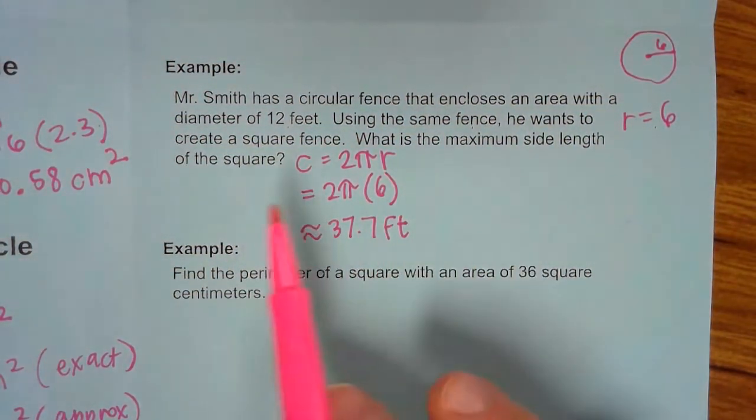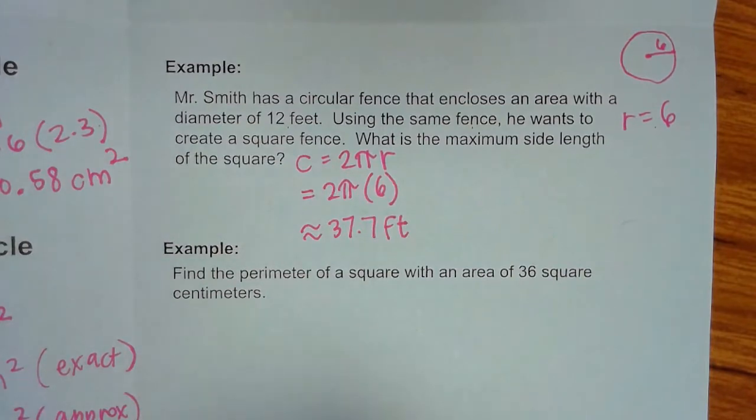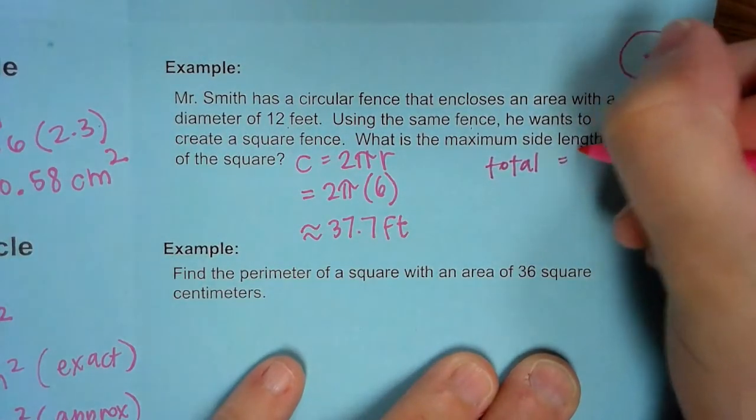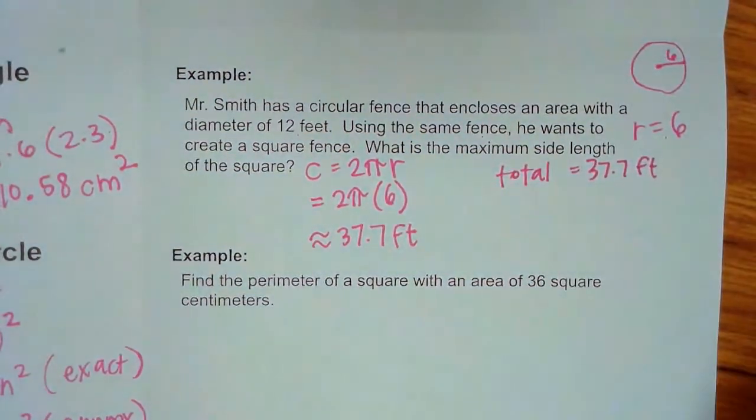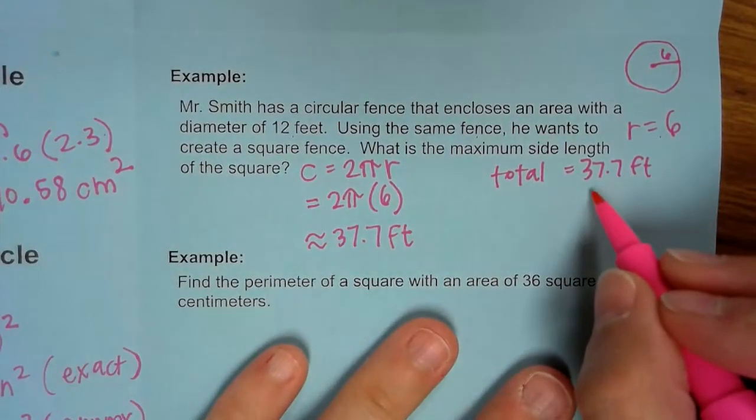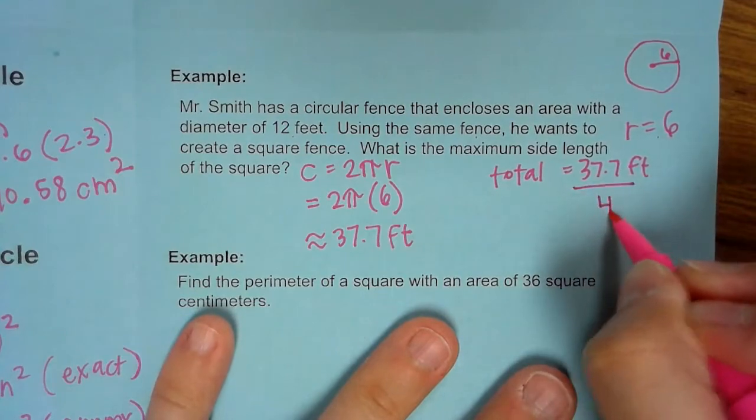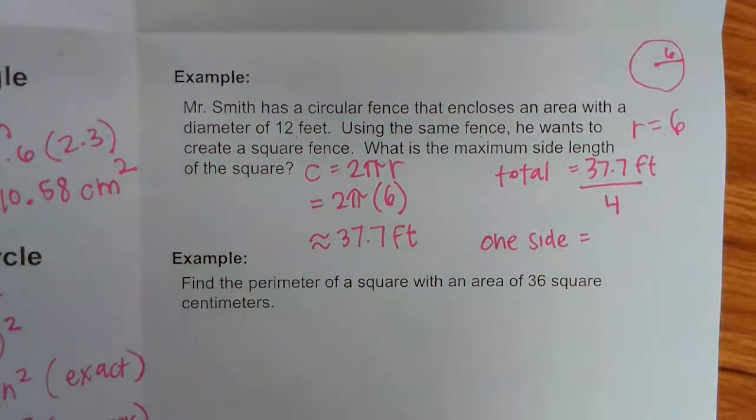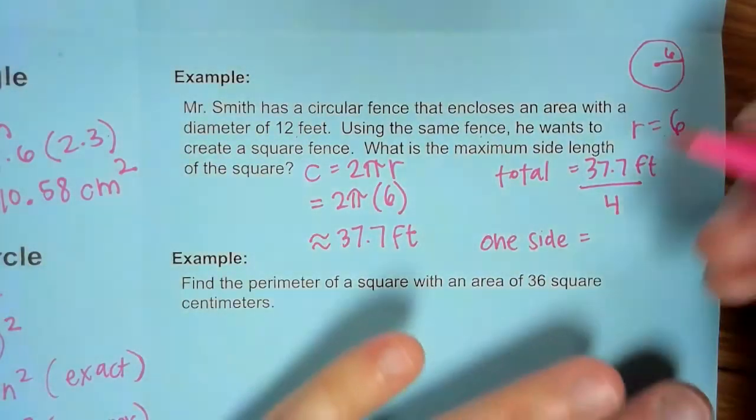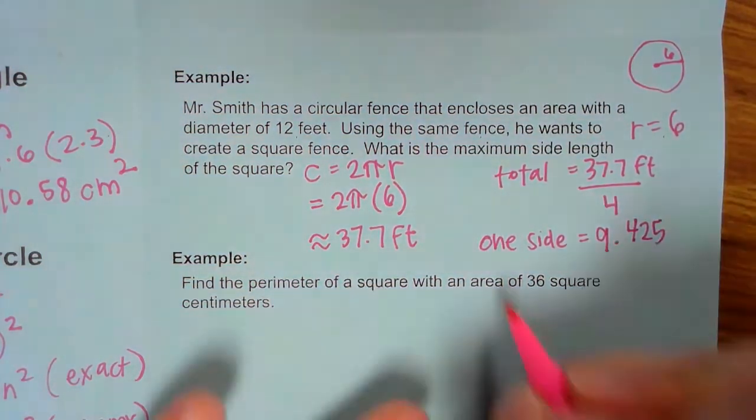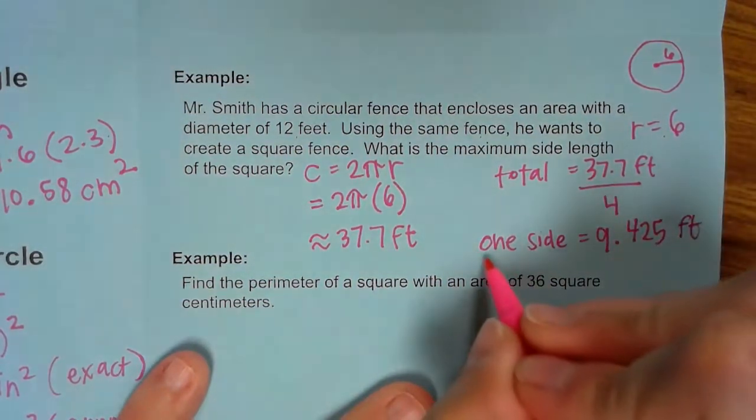All right, let's keep reading our problem. We want to use the same fence and we want to make a square fence. What's the maximum side length of the square? So our total fence is 37.7 feet long. But if I want to make that into a square fence, I want to know how long one side would be. Well, we know a square has 4 equal sides. So doesn't it make sense that if I take my total fence length and divide it by 4, I can get the length of one side of my square. So 37.7 divided by 4 leaves me with 9.425. And we're in feet for one side of my square.